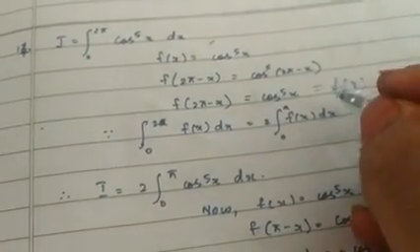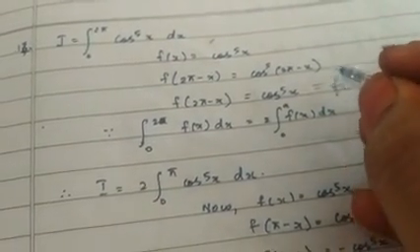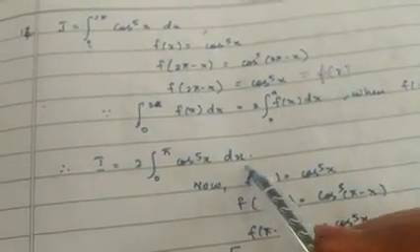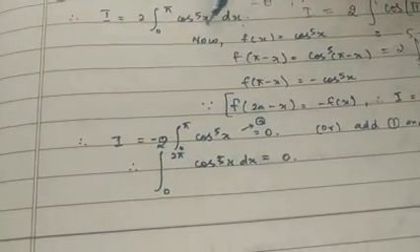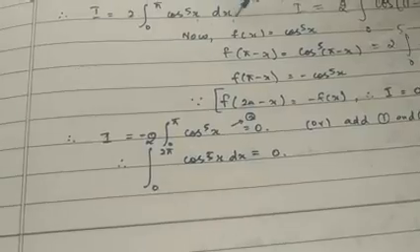If you get this result, it can be written as 2 times the integral from 0 to a of f of x dx. Therefore, the integral from 0 to 2a can be written as 2 times the integral from 0 to a. Therefore, 2 times the integral from 0 to pi of cos power 5x dx. Again you apply the same property.